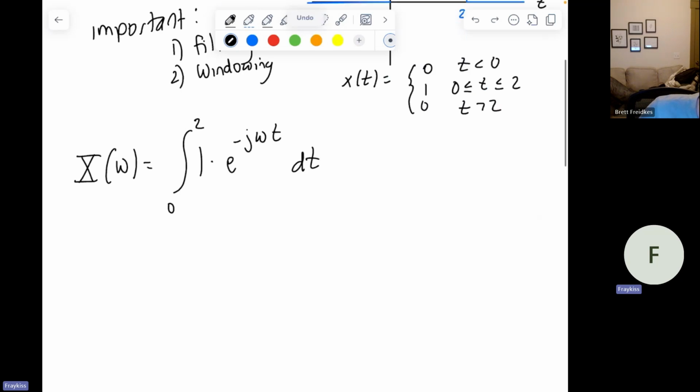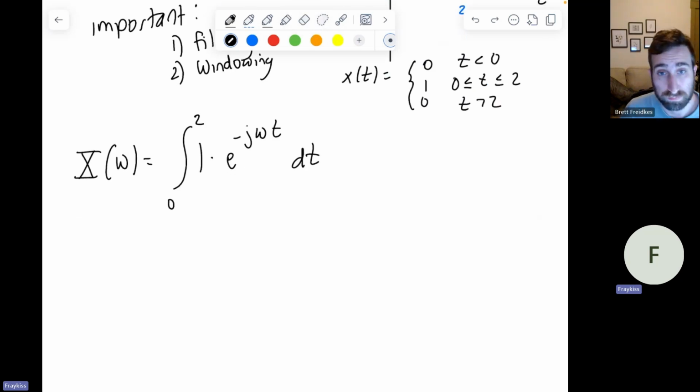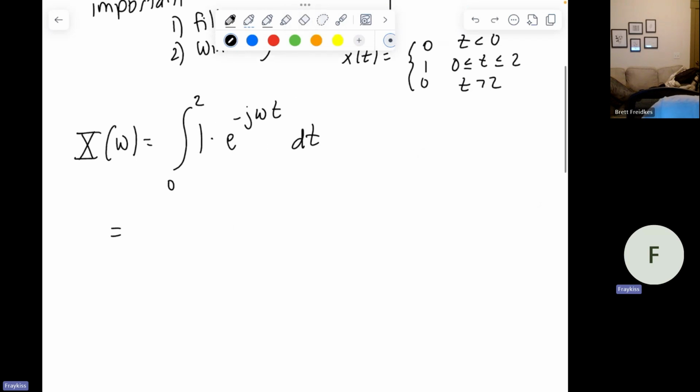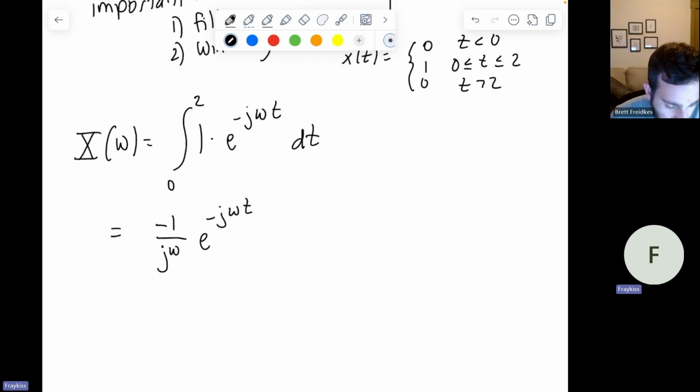Instead, we can actually integrate this by hand like we normally would. So if we integrate this, this is just an exponential function. We can go ahead and do a u substitution type of thing to ultimately get negative 1 over j omega e to the minus j omega t. As a check, if we take the derivative, the negative j omega will come down, cancel the negative sign, the j omegas go away to give us 1. That gives us back the original function.